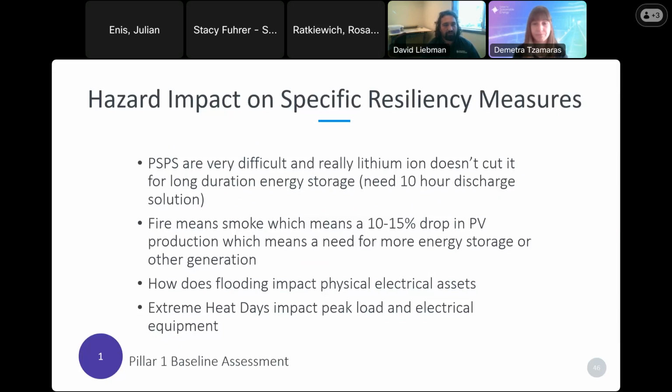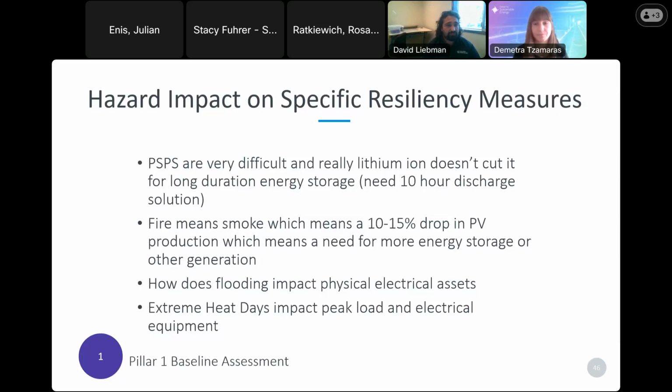One of the important things I brought up earlier was really looking at the hazard impacts on specific resiliency measures. So we really found that in a 5-day outage, our current lithium ion storage just really doesn't cut it for propping up our entire campus for a multi-day 5-day outage. We really need a long duration energy storage solution that can discharge for more than 10 hours.